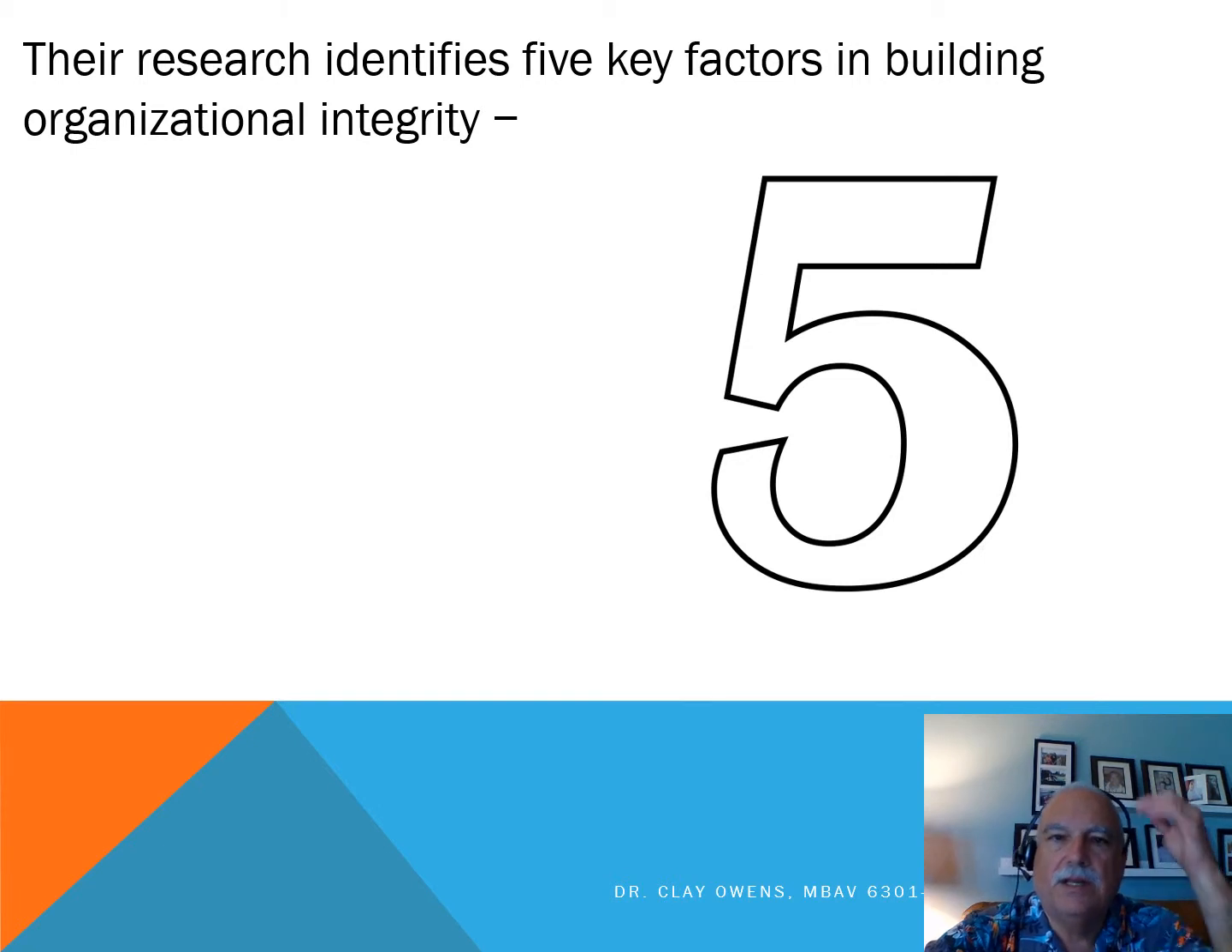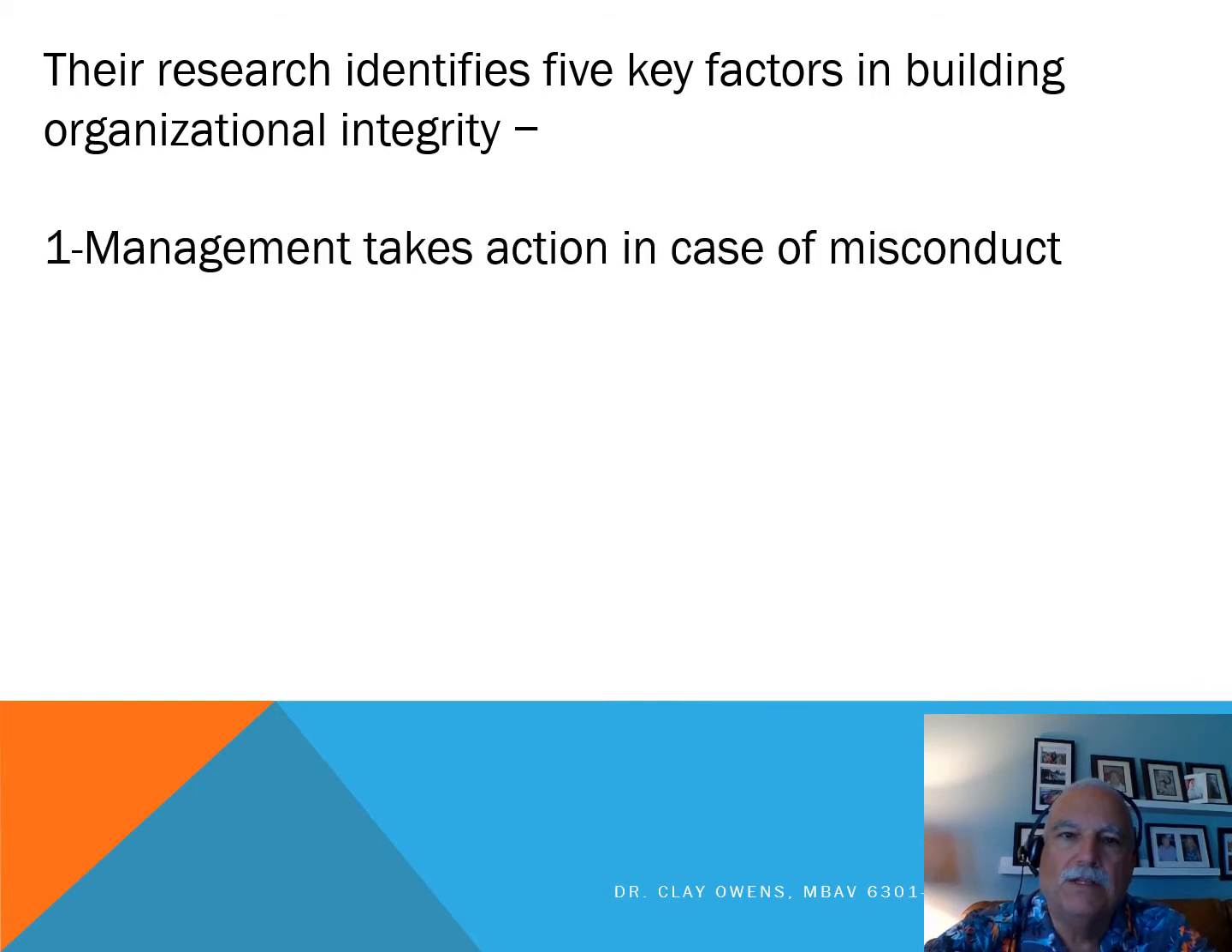There is some research that indicates five factors in building this kind of organizational integrity. Their research identifies these five key factors in building organizational integrity. Number one, management takes action in case of misconduct. If people see, hear, or know about something wrong, it's not just ignored. The company leaders address it. The company leaders try to correct it. The company leaders try to make it right. They work on it diligently.